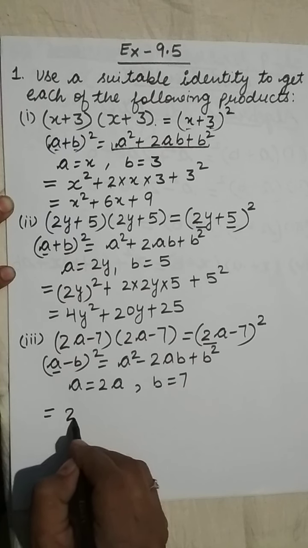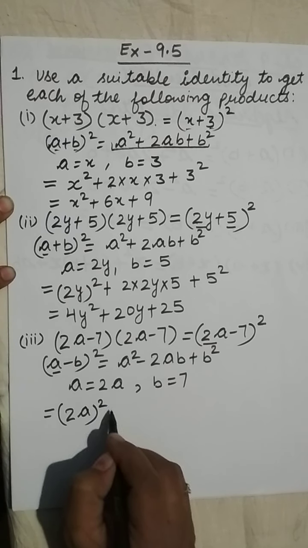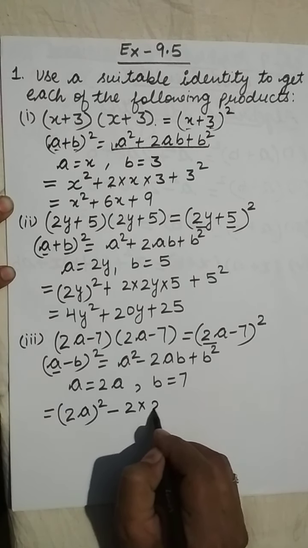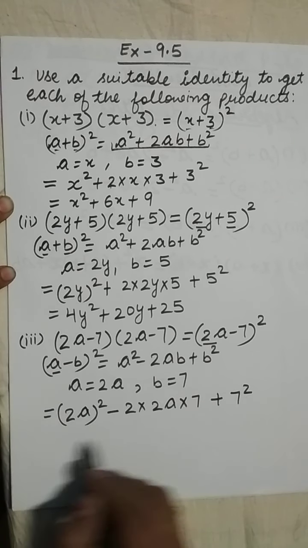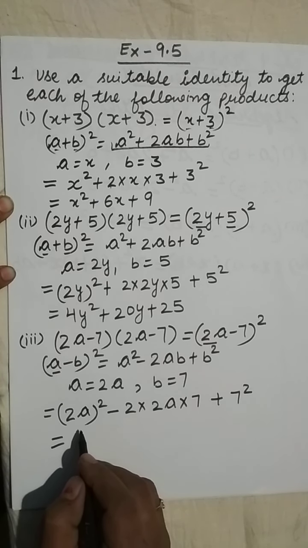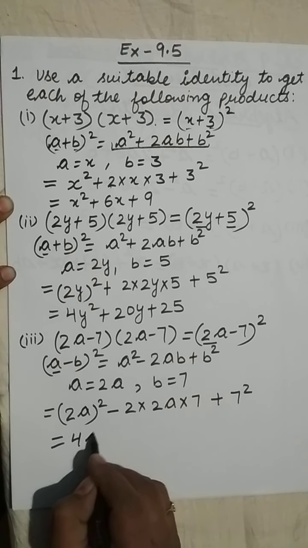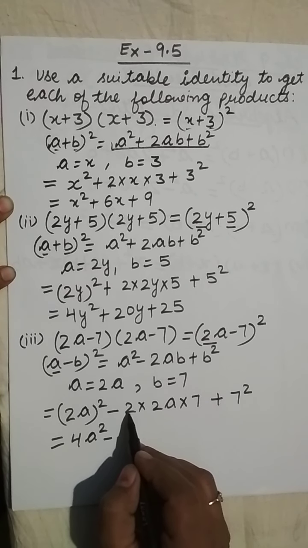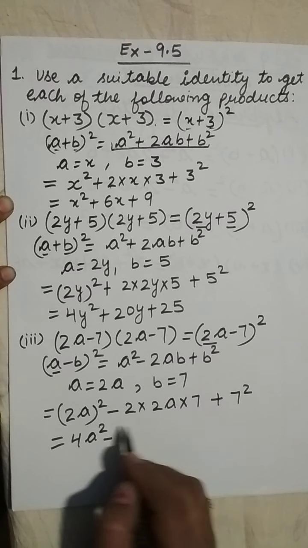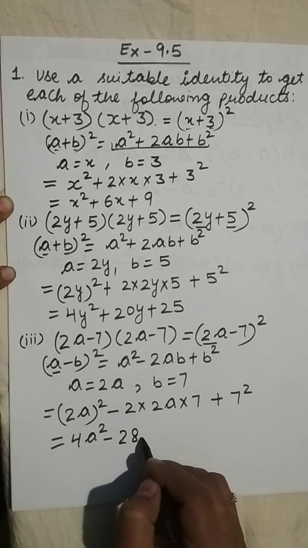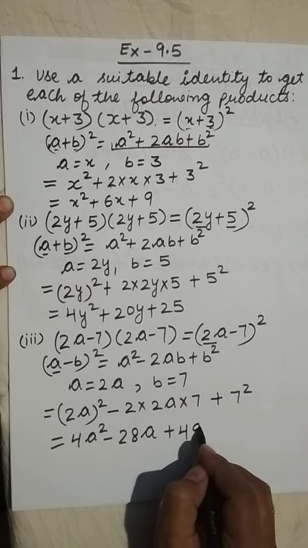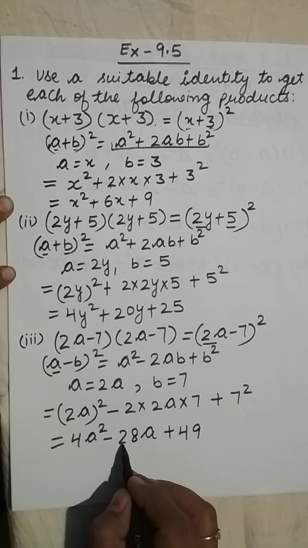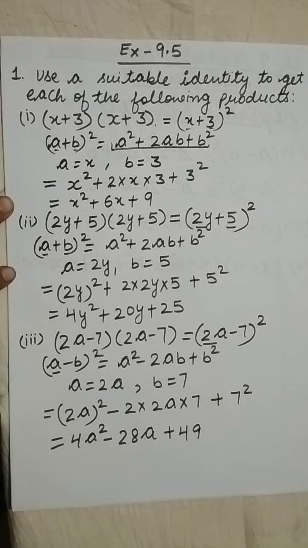It can be written as (2a) square minus 2 multiplied by 2a multiplied by 7 plus 7 square. Now square of 2a is 4a square, minus 2 twos are 4, 4 sevens are 28, 28a, plus square of 7 is 49. So 4a square minus 28a plus 49 is the answer.